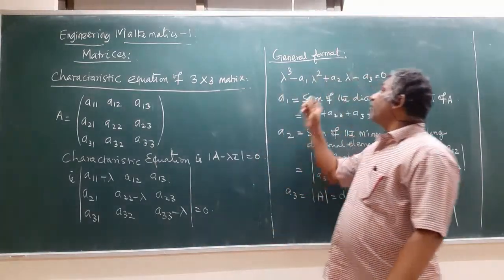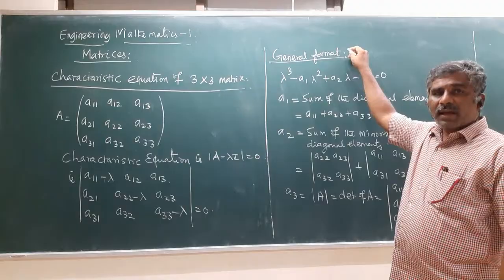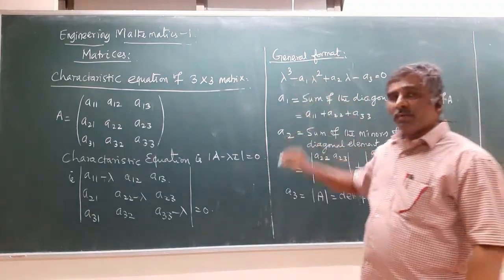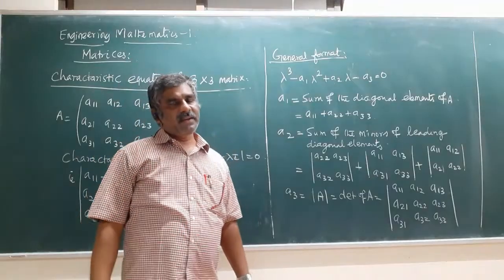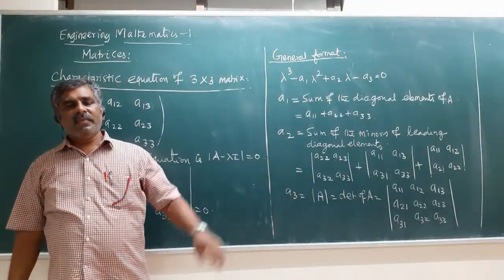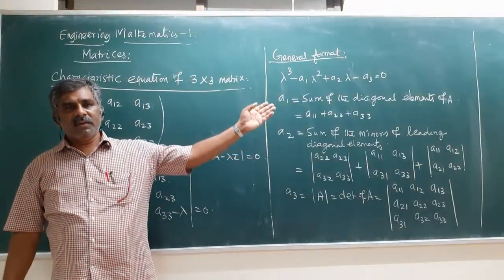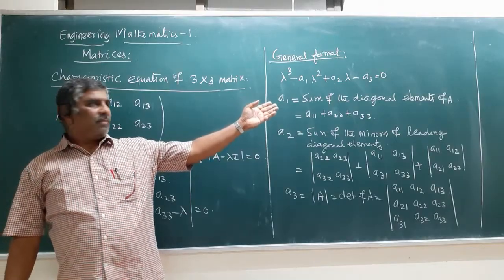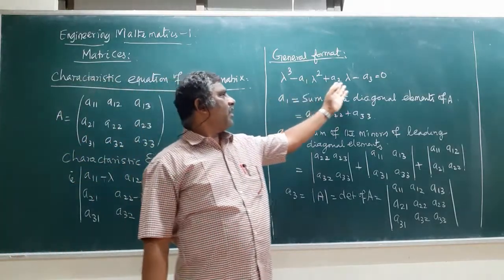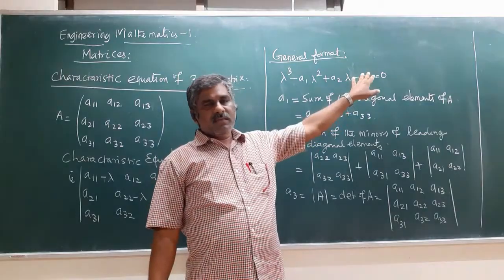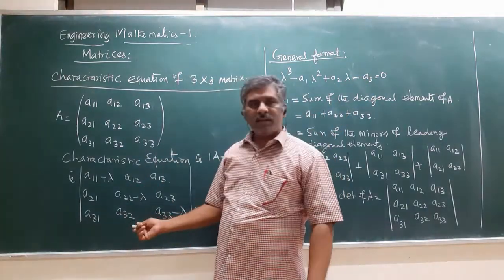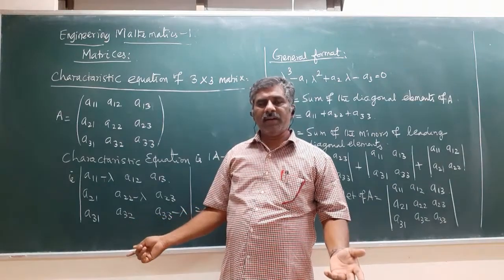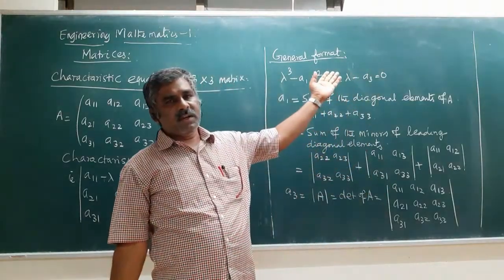Therefore, the general format of the characteristic equation is lambda cube minus a1 lambda square plus a2 lambda minus a3 equal to 0. Then how to find these constant values a1, a2, a3? These are the values we need to find. There is a shortcut formula. In case you are able to expand the determinant, you can expand and get it. Otherwise, you have to use this shortcut formula.